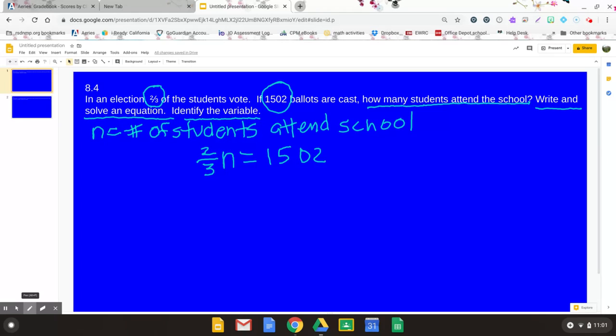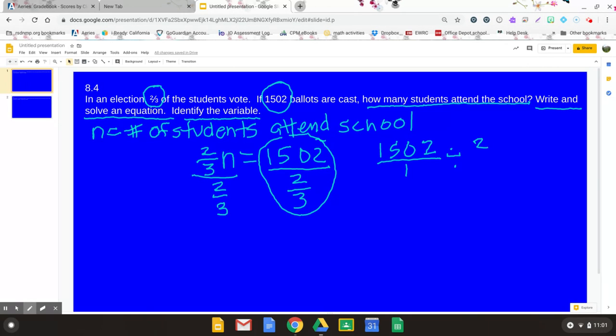So I'm going to divide both sides by 2/3 because I want to figure out what n is. I need to isolate the variable. 1,502 divided by 2/3. So now I'm going to do this off to the side here. So 1,502, I'm going to turn that into a fraction, 1,502 over 1, divided by 2/3. Now I know when I divide fractions, I stay, switch, flip. So 1,502 over 1.